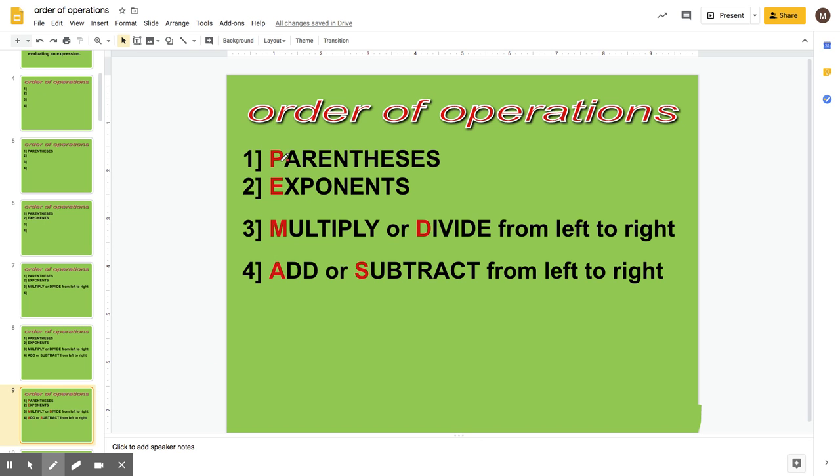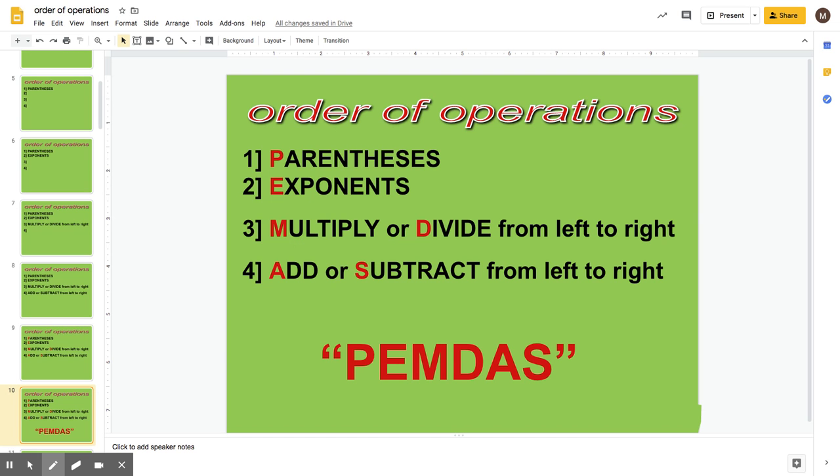So you notice here: parentheses, exponent, multiplication, division, addition, and subtraction. This here is an acronym that we use, and here it goes. Boom! Okay, we use the acronym PEMDAS. P stands for parentheses, E stands for exponents, M stands for multiplication, D stands for divide, from left to right, once again, make an emphasis on from left to right, and A for addition, and S for subtraction. Make sure that it's from left to right.